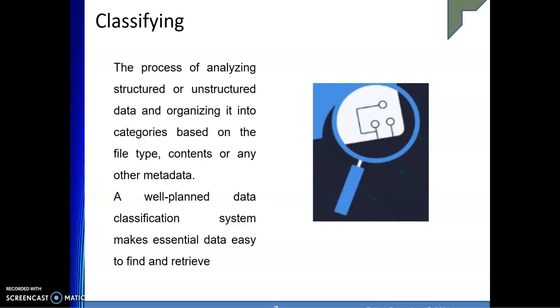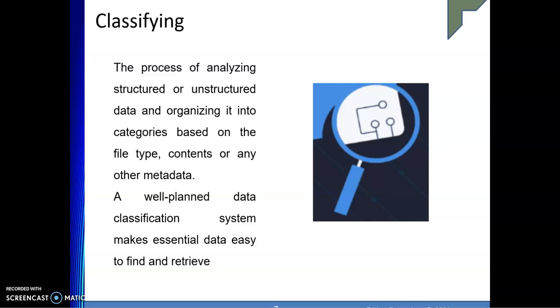So this structured or semi-structured data needs to be organized. It needs to be classified. Okay. It can be based on the type of the data, it can be based on the file of the data, it can be based on the contents, it can be based on other metadata itself. So we need a well-planned data classification system, because classification helps us to easily find data and retrieve it.